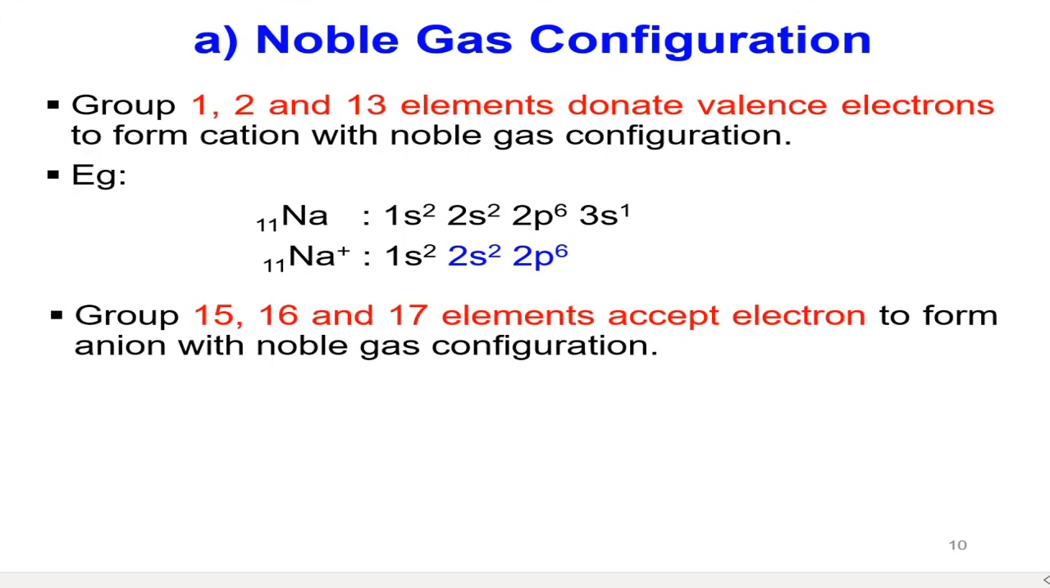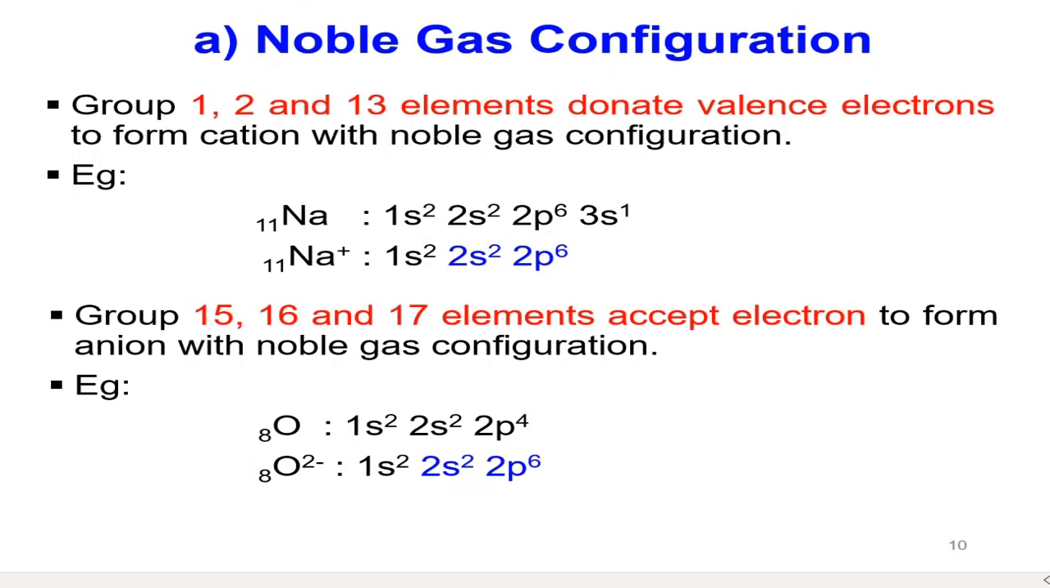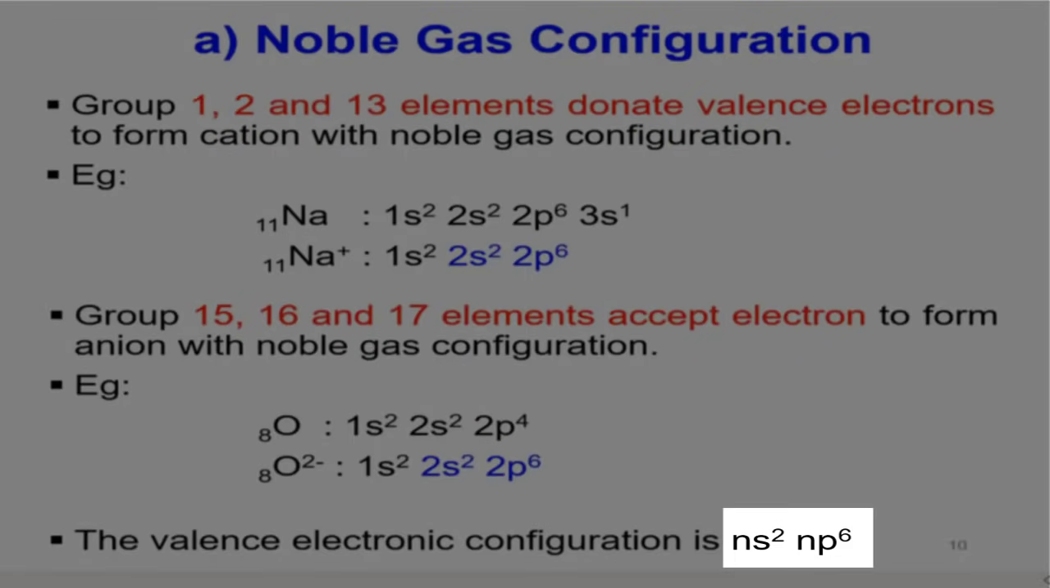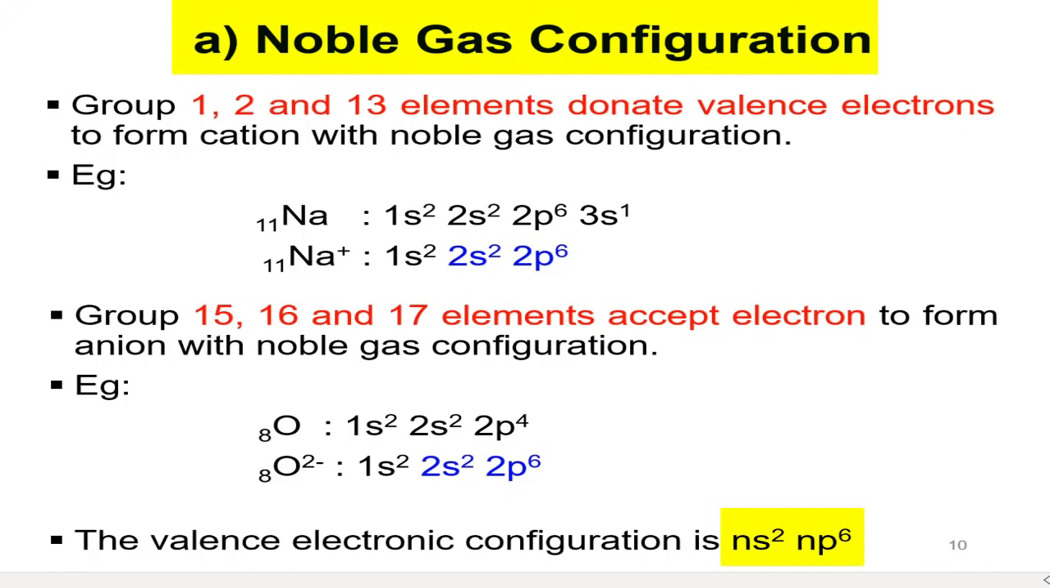Group 15, 16 and 17 elements accept electrons to form anions with noble gas configuration. For example, the electronic configuration of oxygen is 1s2, 2s2, 2p4. In order to form an anion, it will gain another 2 extra electrons, and the anion is O2-, and the electronic configuration for O2- is 1s2, 2s2, 2p6. So in general, the valence electronic configuration of noble gas configuration is ns2 np6. This electronic configuration is equivalent to the noble gas electronic configuration.